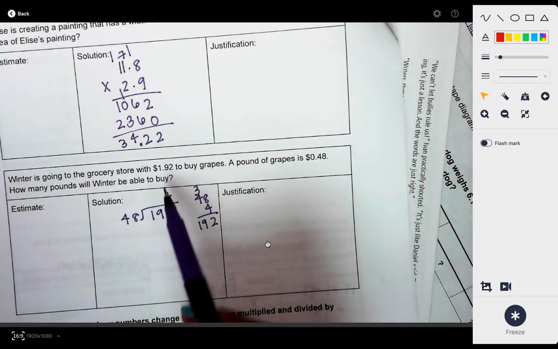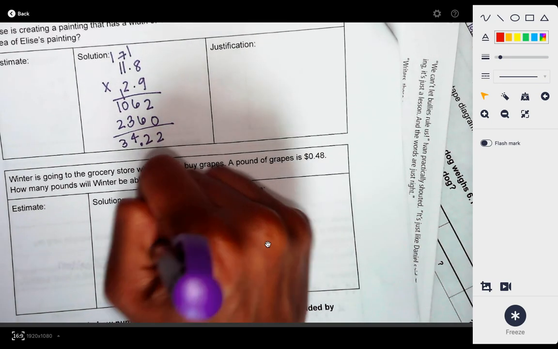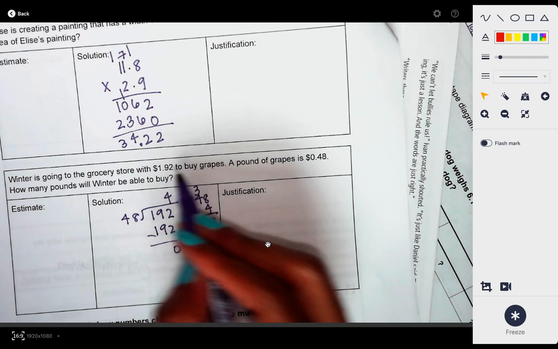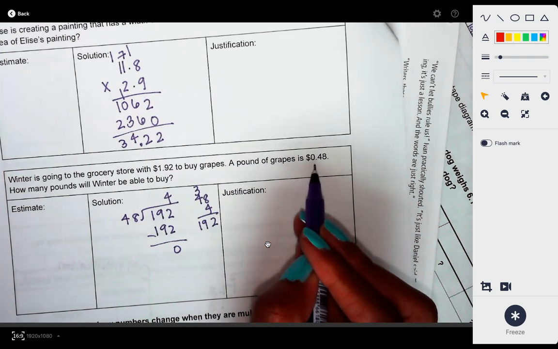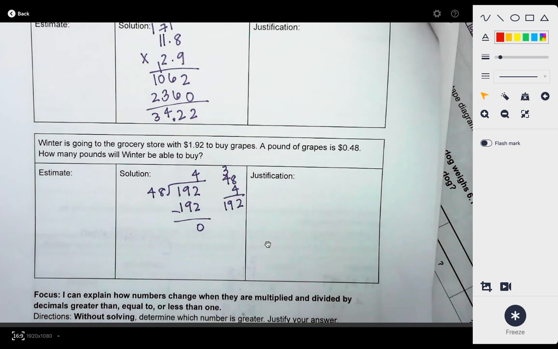So this number is more than 192, so that is why my answer makes sense, because I knew it would be bigger than 192 based on the fact I was dividing by a number less than 1. That should be in their justification.